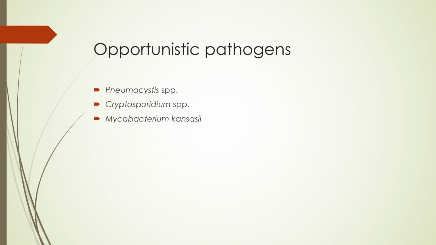Some examples of opportunistic pathogens that you may have heard of before would be Pneumocystis, Cryptosporidium, and Mycobacterium kansasii. When I think of these organisms, I think about HIV patients, because a lot of these organisms can be very bad opportunistic pathogens for people that have AIDS. Pneumocystis causes what's known as Pneumocystis pneumonia in HIV patients. Cryptosporidium is a sporozoan that can cause problems for immunocompromised hosts. And Mycobacterium kansasii is an acid-fast organism that can actually colonize people that are immunosuppressed.